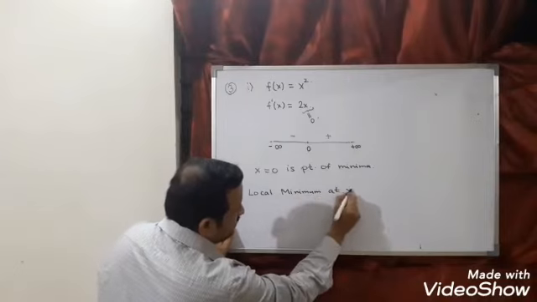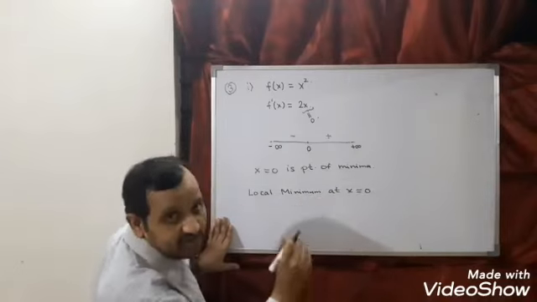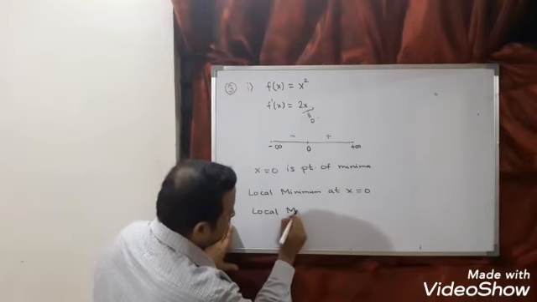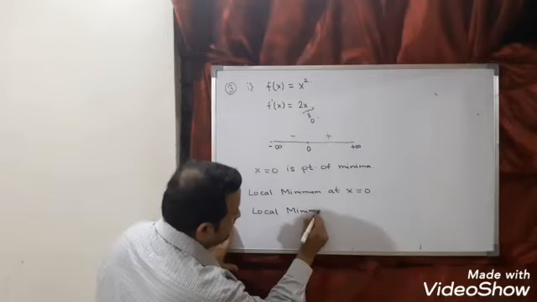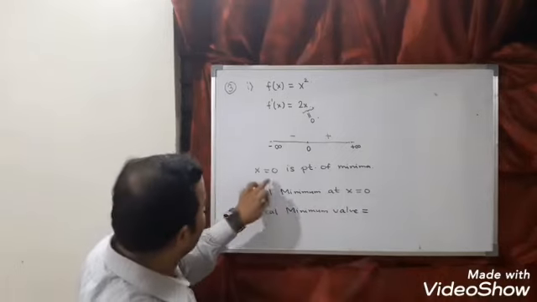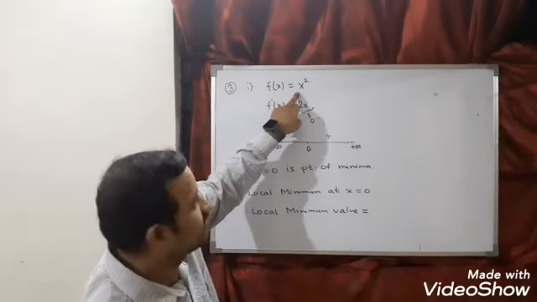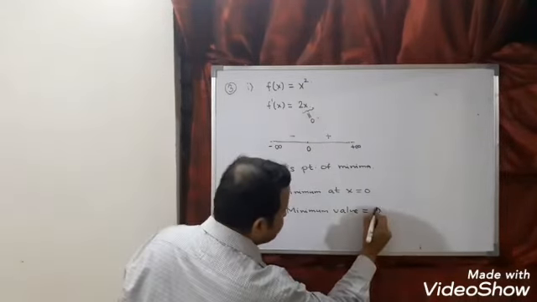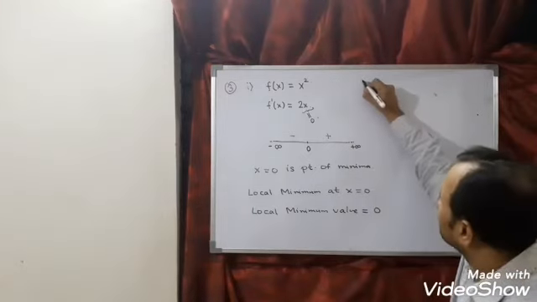So finally I can say local minimum at x is equal to 0, and the question is, find the value also. So here I can say local minimum value is equal to, put x is equal to 0 here. What answer will you get? 0. So local minimum at x is equal to 0 and the minimum value is equal to 0. This is one method. Okay, one more method is there.